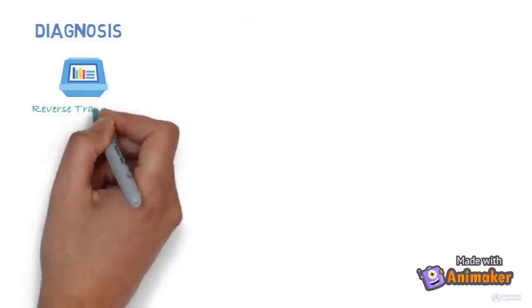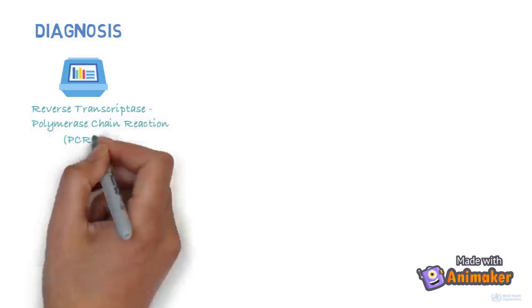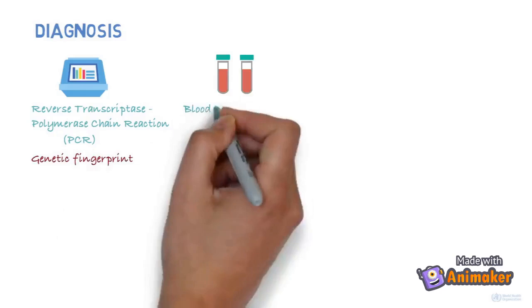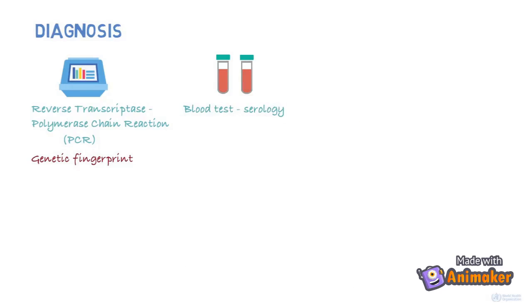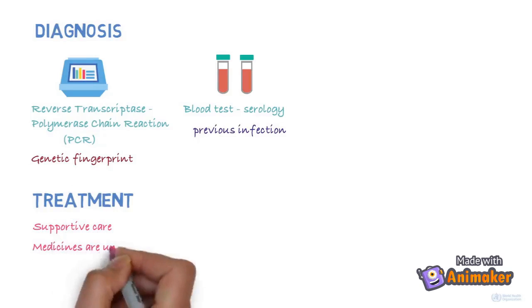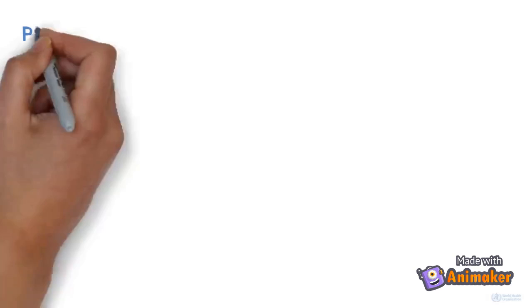How can we tell whether someone is infected? The infection is commonly diagnosed by a test called reverse transcriptase polymerase chain reaction, generally known as PCR. This test identifies the virus based on its genetic fingerprint. There's also a blood test that can check for antibodies against the virus, which may show that someone was infected in the past. How is it treated? The treatment for COVID-19 is mainly supportive care. Medicines against the virus are currently under investigation. How do we prevent transmission of the virus?